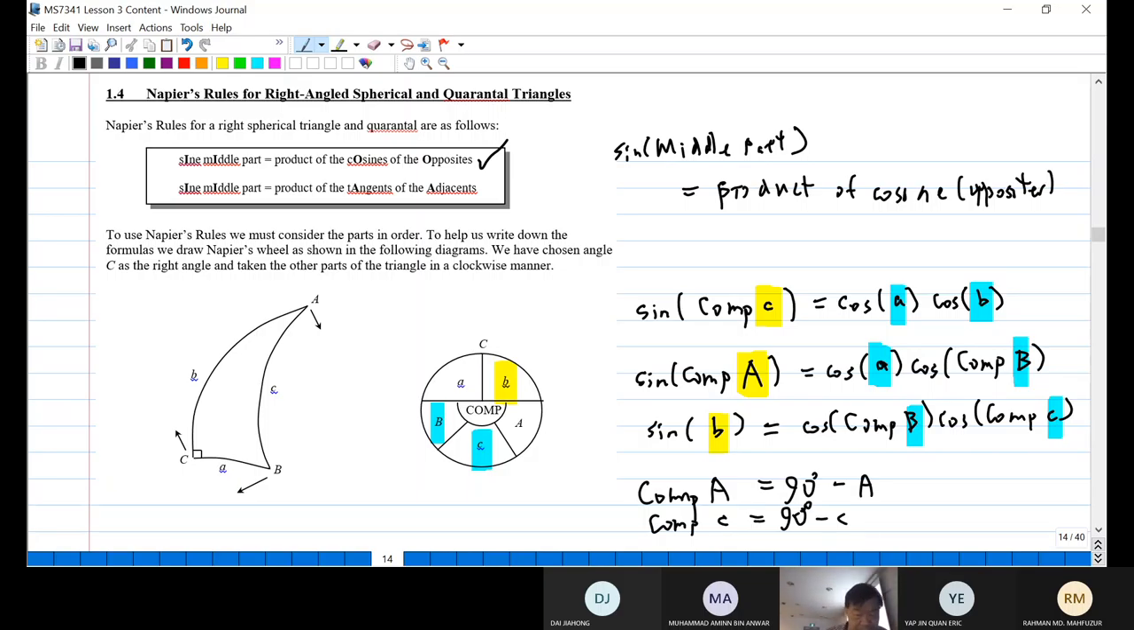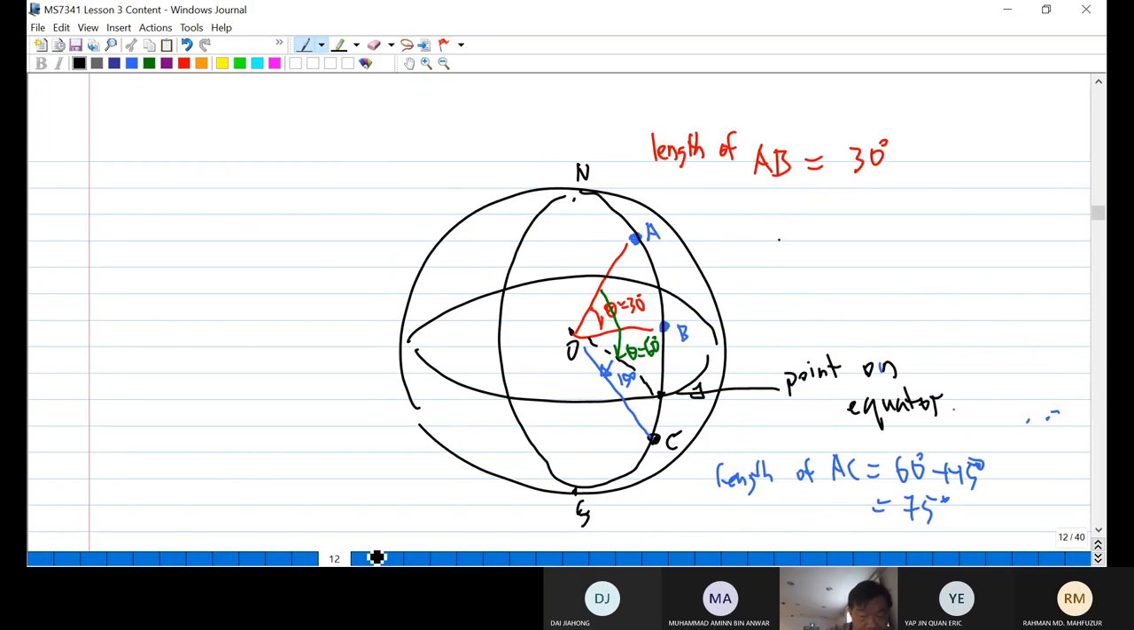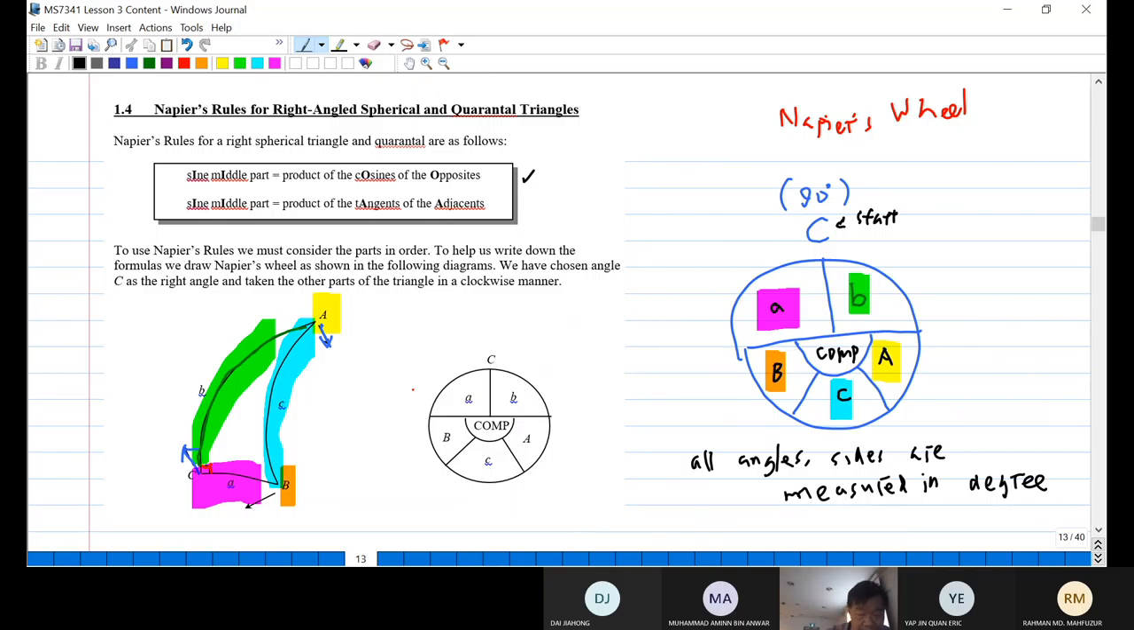So I can WhatsApp this to you. Okay, so this is before. All right, so I can WhatsApp the earlier page to you as well. The earlier page is this one. It shows how to use the color link here, calling it Napier's view. So I have explained the first formula.